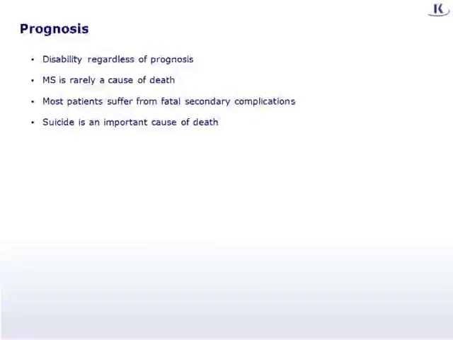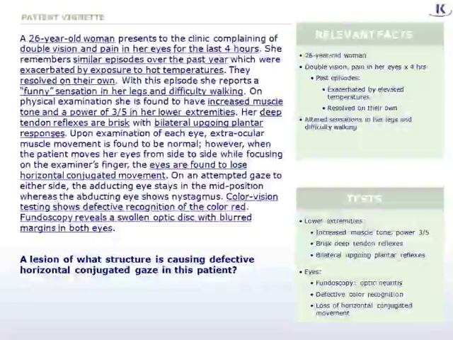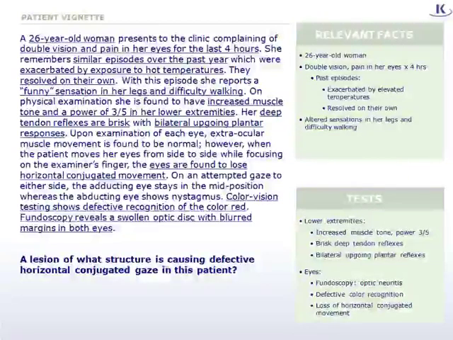Regardless of the prognosis, most patients eventually suffer some degree of disability, especially ambulatory. Multiple sclerosis rarely is a primary cause of death. Most patients suffer from secondary complications that prove to be fatal, such as infections. Suicide is also an important cause of death in such patients. Let's return to our vignette and apply what we've just discussed.